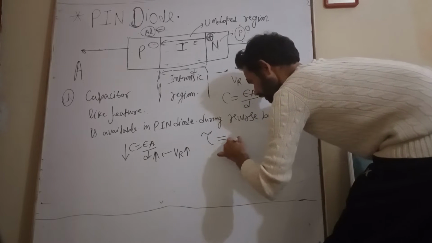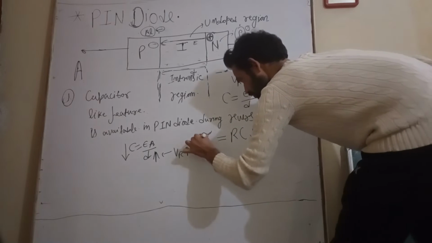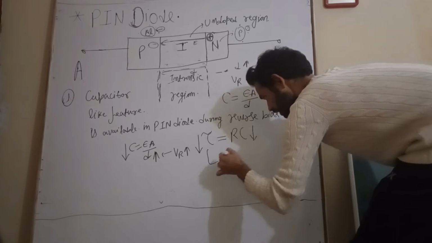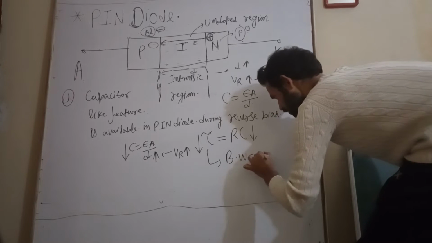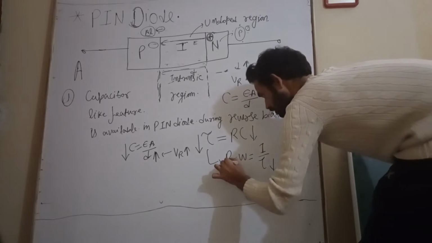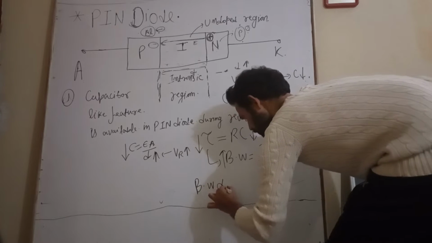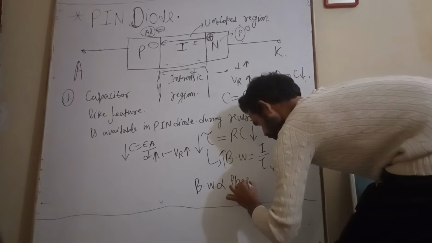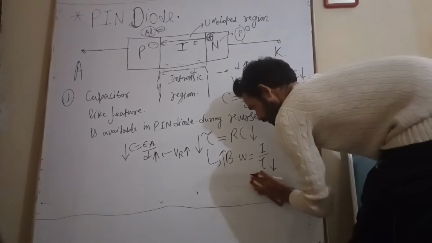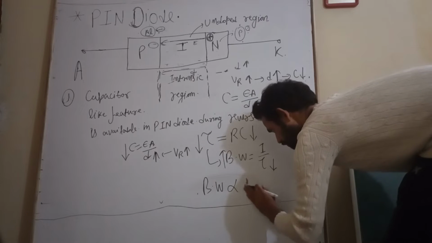Here is the important point. Time constant is R into C. If C decreases, the time constant decreases. Time constant decrease means, here is the relation, bandwidth is equal to 1 by time constant. If the time constant decreases, bandwidth increases. Bandwidth is proportional to speed.